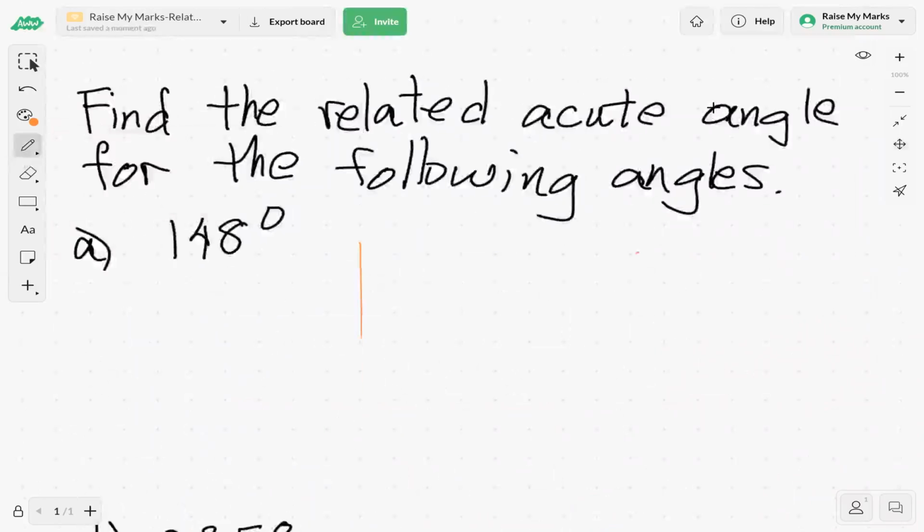Let's graph this. All right, so we've got our plane, and we're going to graph this angle at 148 degrees. And remember, the initial arm or 0 degree mark is on the positive x-axis. So it's 148 degrees. It's not a very nice terminal arm. It lies in the second quadrant. So the related acute angle is the angle that the terminal arm makes with the horizontal. So we need to figure out what this green angle is.